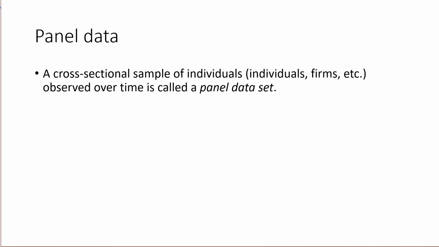So basically, a panel data is a cross-sectional sample of individuals. By individuals, we typically mean that in a generic sense, so it can be firms, countries, families, houses, and so on. So we have a bunch of these individuals, and we also observe these individuals over time.